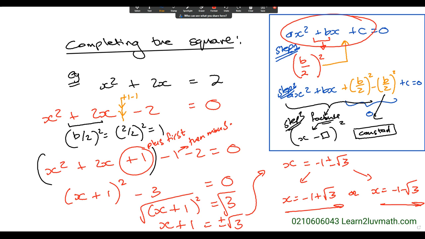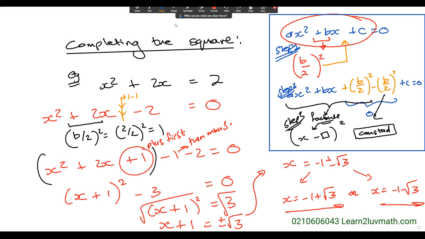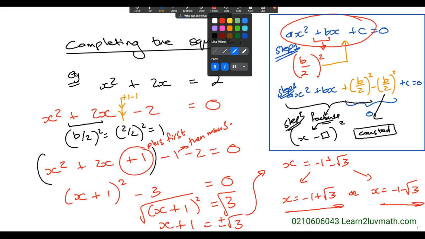Okay, and that's how I can solve the question. But ultimately, the solving part is not the focus in this particular one. Well, solving it is quite important because we have an equation, we have an equal sign. If an equal sign wasn't there and it was just in the form without an equal sign, then we would stop over here at x plus 1 squared minus 3.